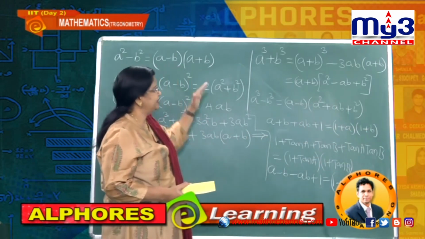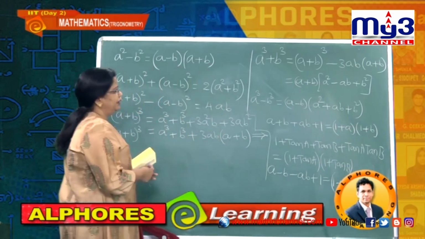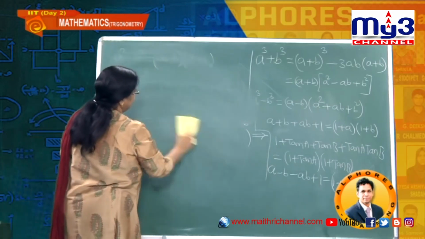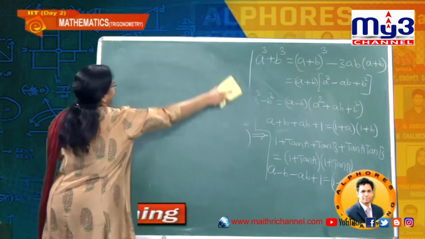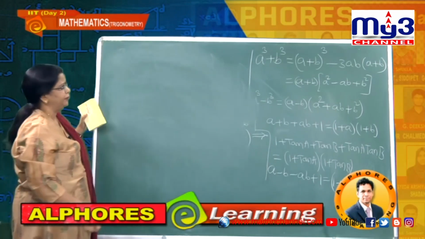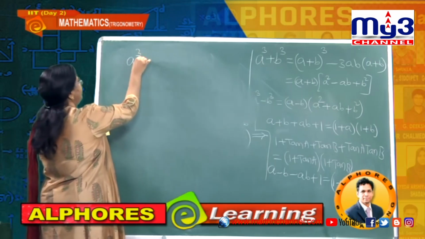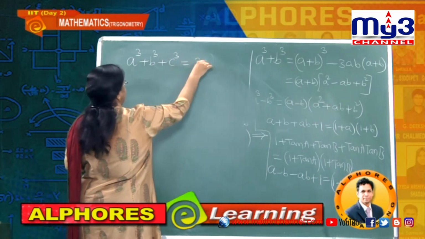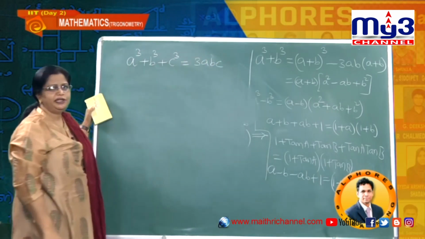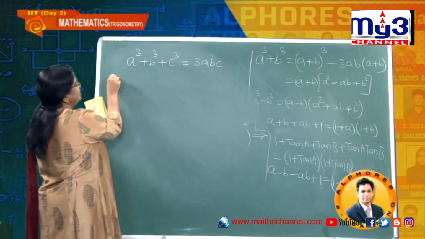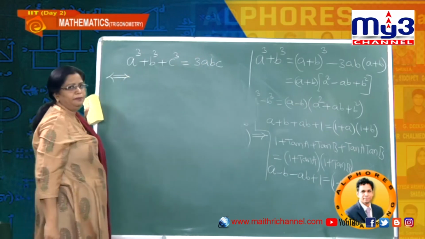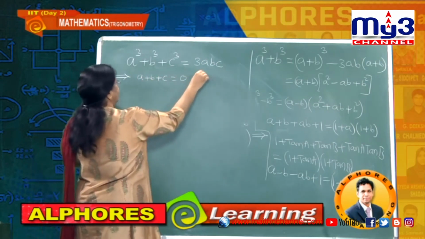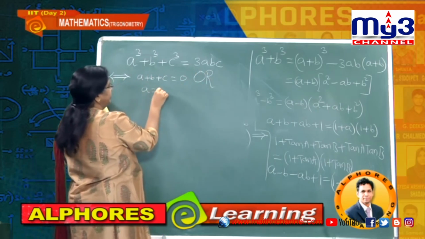So students, these are some of the important formulae. Not only this, you can use the other formula. This is a very important formula in algebra, not only in trigonometry but in other chapters also. That is a cube plus b cube plus c cube equal to 3abc. All of you know about this equation. The meaning is, this implies and is implied by a plus b plus c equal to 0 or a equal to b equal to c.